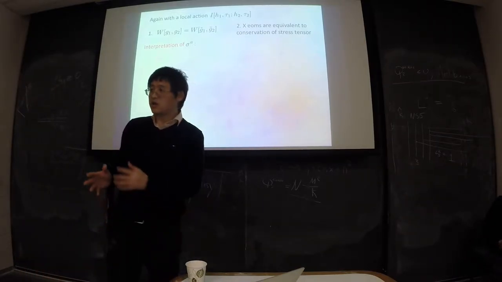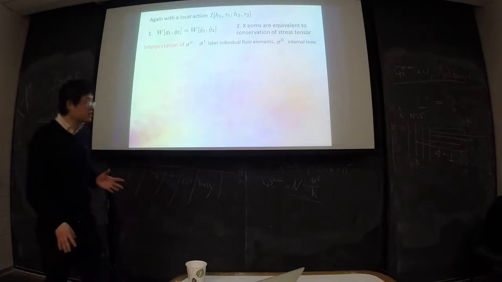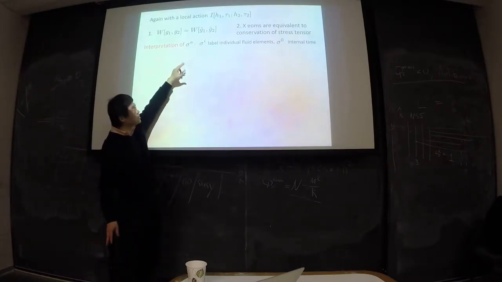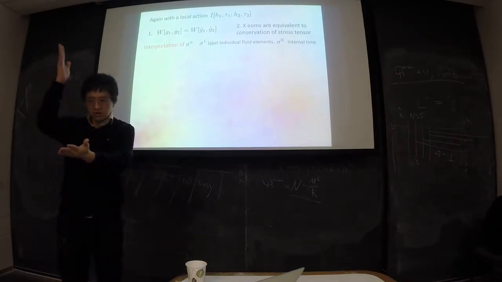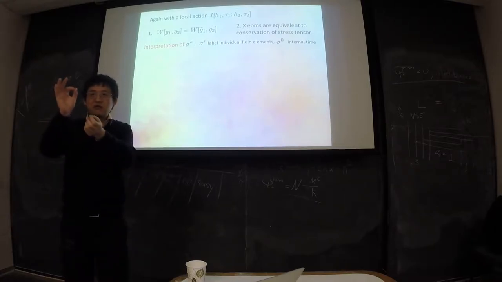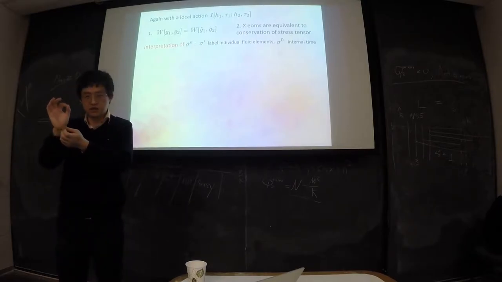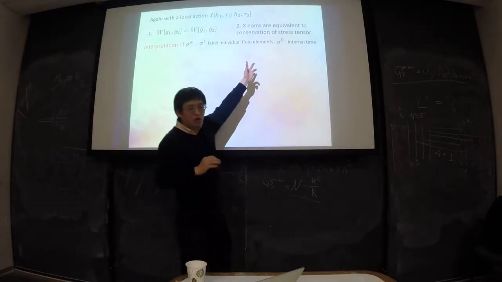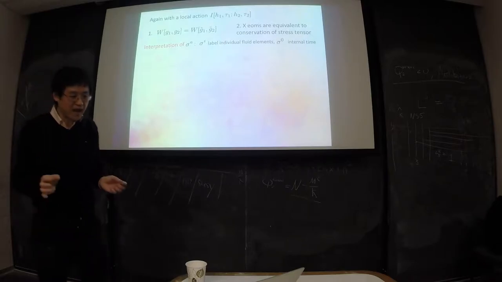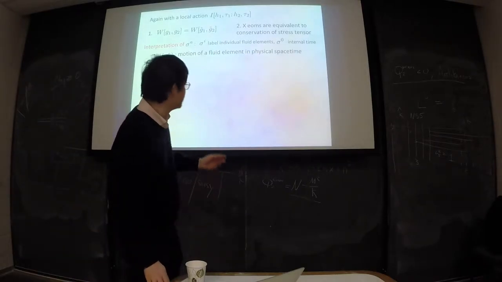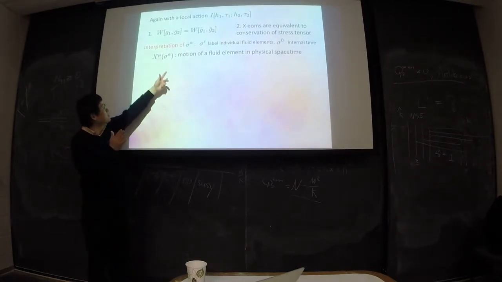Okay, so now let me give you the interpretation of sigma. It turns out sigma has a very simple physical interpretation. Sigma will have a time component and a spatial component. I will interpret the spatial component of sigma as labeling the fluid element. If you think about following the fluid, then sigma^i would be the comoving coordinates for the fluid. And sigma^0 would be the comoving time, the internal time for this fluid. And now there is a very simple physical interpretation of what this mapping is: it gives you the motion of the physical fluid.